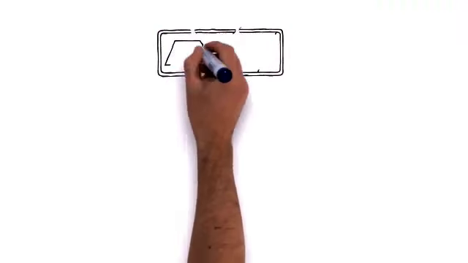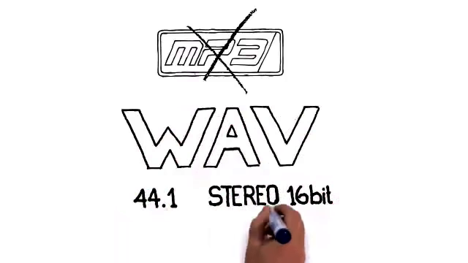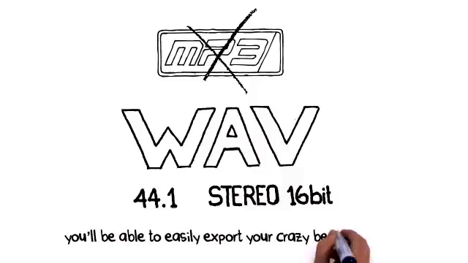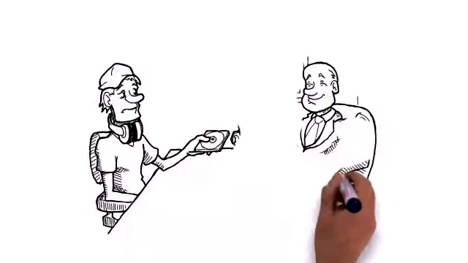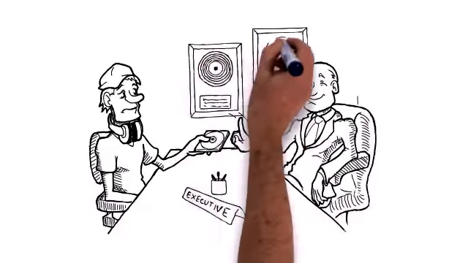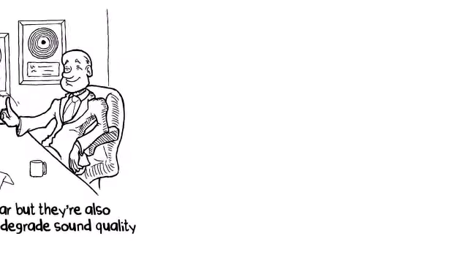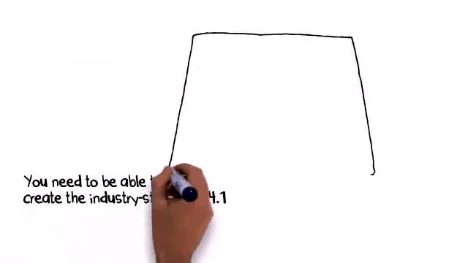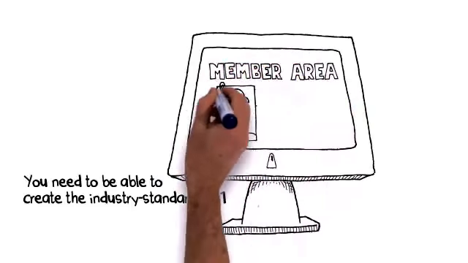Well, that's not all, because once you're done, you'll be able to easily export your crazy beats to 44.1 stereo wave files, not MP3s like the other guys. Seriously, any pro in the music industry will laugh at you for using MP3s. Sure, they're popular, but they're also compressed files that degrade sound quality. You need to be able to create the industry standard 44.1 stereo wave files if you want to maintain your rep. And Dr. Drum will hook you up.